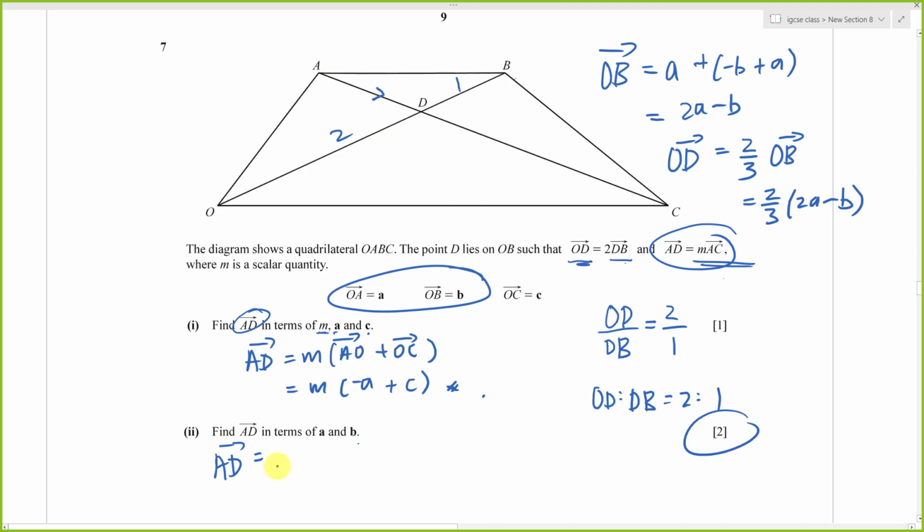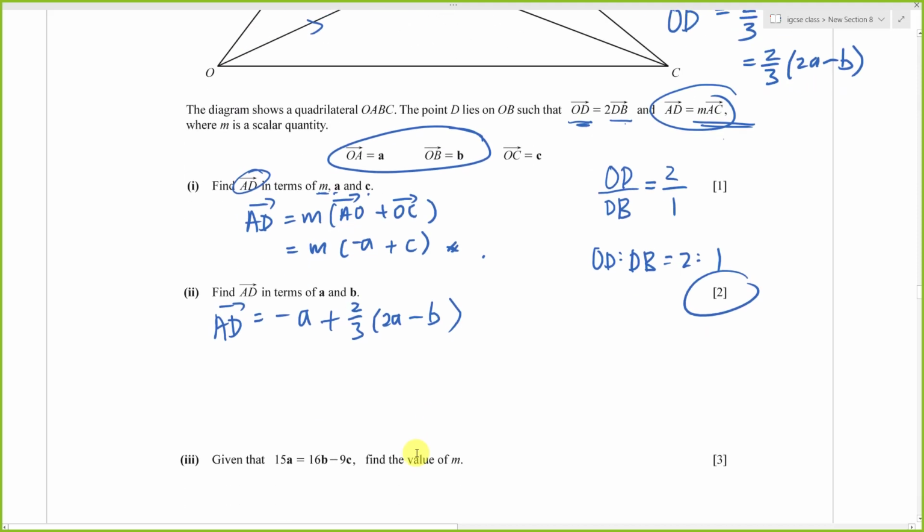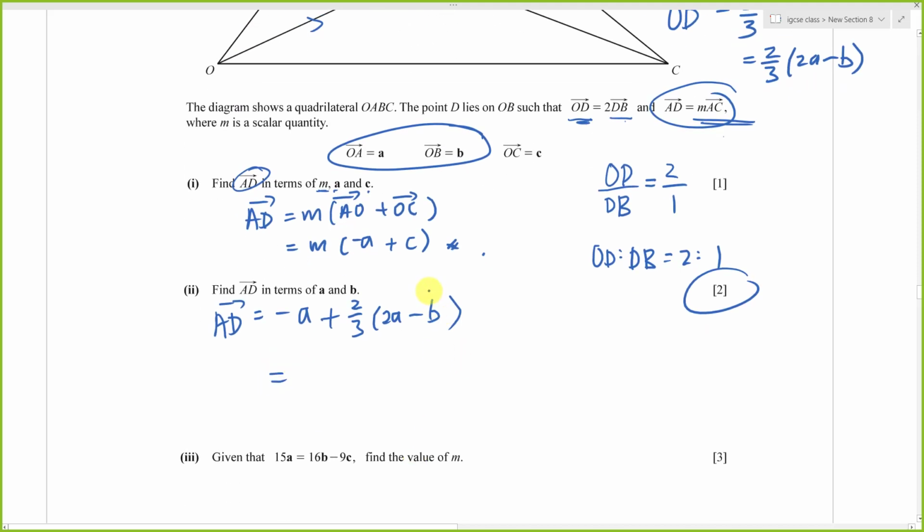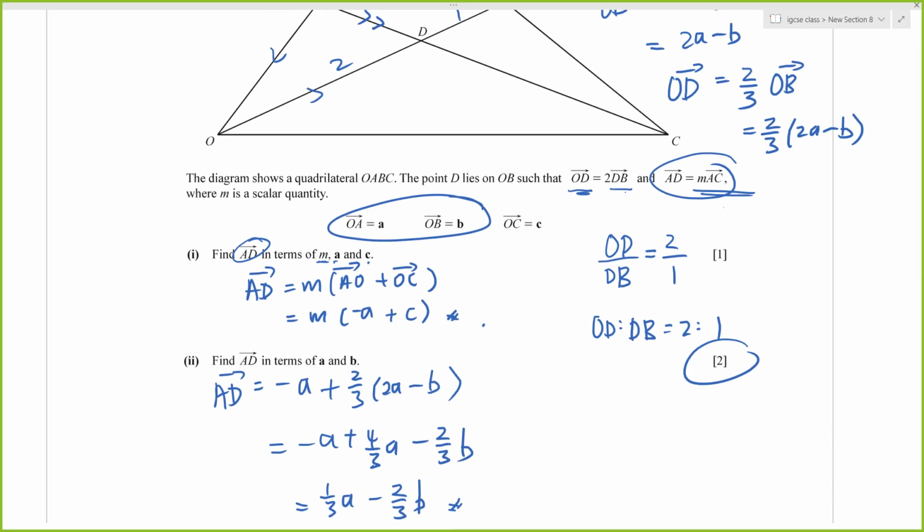AD will become AO, which is negative A, plus OD. Okay, this way, alright? AO plus OD. So AO will be negative A. OD will be this one, 2 over 3 2a minus b. Then I will just solve this one. My answer should be a and b only. So yeah, expand it first. So it will be 4 over 3a minus 2 over 3b. This is minus, right? So should be 1 over 3a minus 2 over 3b. Yeah, this one should be my answer for part 2.